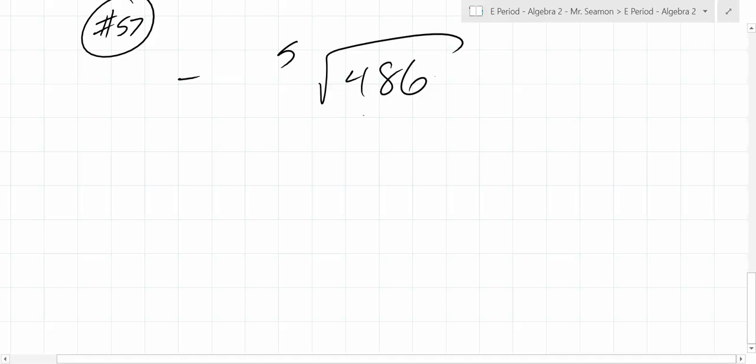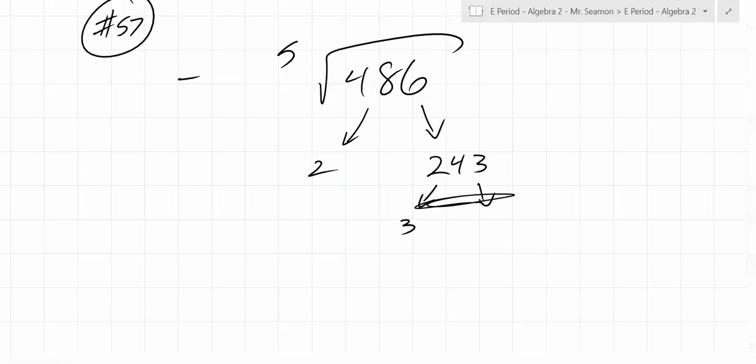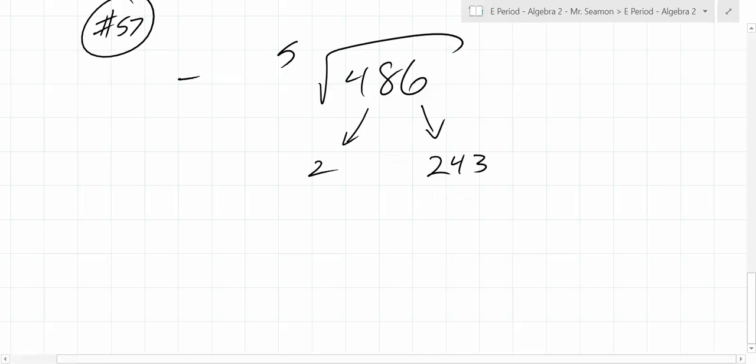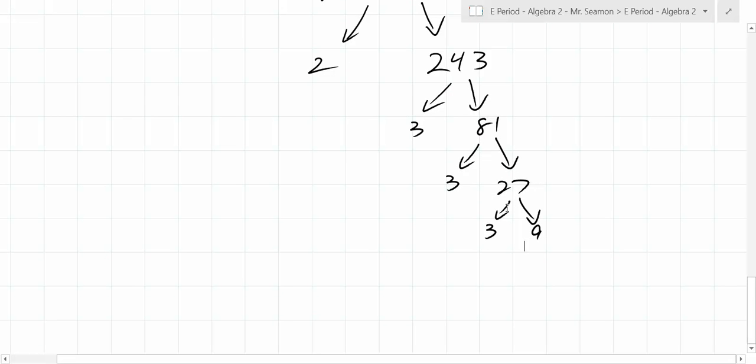Yeah, you need to factor. So what should you pull out first? Pull out 2. And you get 243. And what is 243? You might recognize it. Oh yeah, we can do it that way. That's fine. So it's 3 times 81, and 81 is 3 times 27, which is 3 times 9, and then you have 3 times 3. So what is 243? What's another way to write it?